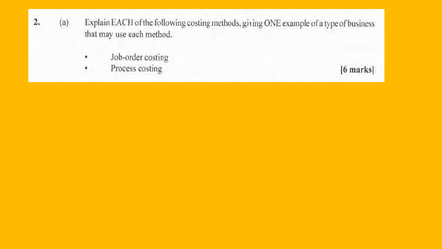The first part is: explain each of the following costing methods, giving one example of a type of business that may use each method. First one is job order costing and second is process costing.